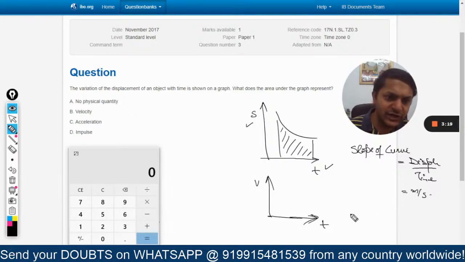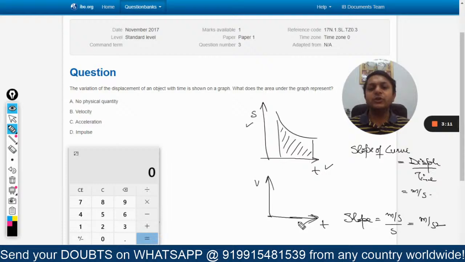Again, you will see the units. We will always see the units. So the slope here will be meter per second divided by second, so it will become meter per second square. So if there is a graph of velocity and time, and we find the slope of it, the slope of that graph will give us the acceleration, the instantaneous acceleration happening at that instant. So the slope of the VT curve is this.